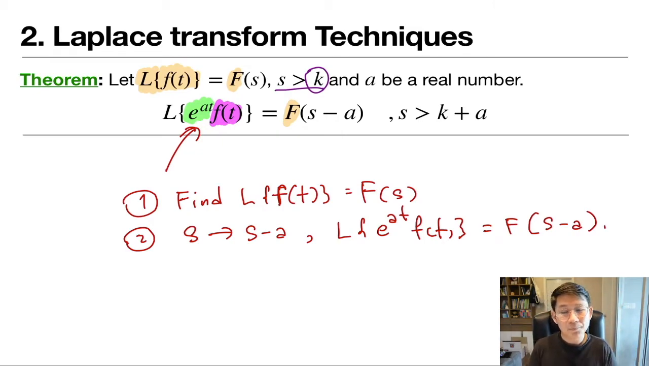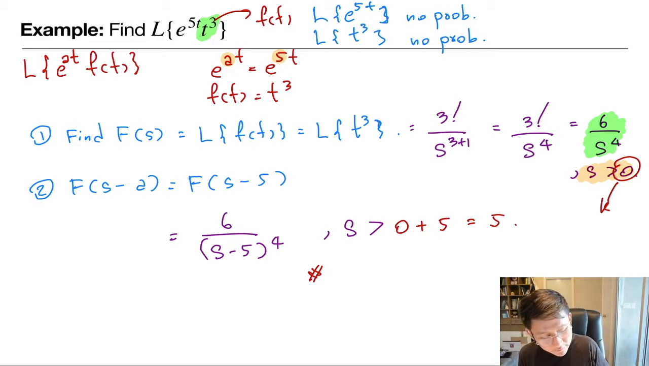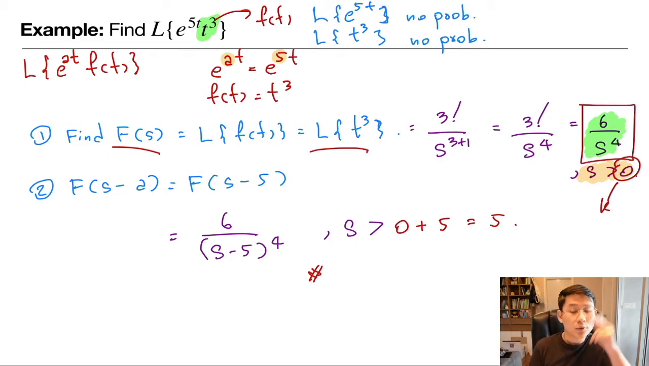The Laplace transform of f(t) is big F(s), and then you just shift from s to s minus a. So here, if you look, these guys seem to be f(t), right? It's e to the at f(t). So this guy is actually f(t). To find the Laplace transform of e to the 5t t cubed, you just need to find the Laplace transform of t cubed first, the f(t). And the Laplace transform of t cubed gives you F(s), which is 6 divided by s to the 4.